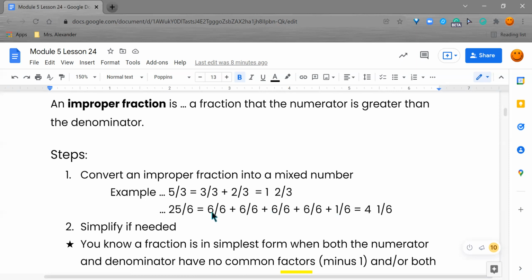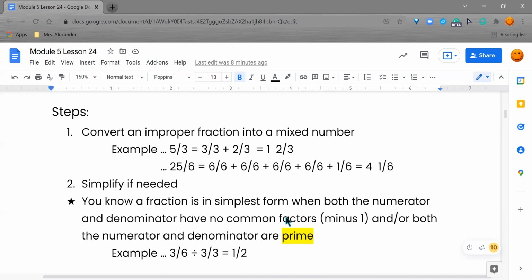Did you see that? All my numerators, when I add them together, equal my improper fraction numerator. So now that I've got 25, I have to count how many wholes I have. Remember, a whole is a number over itself. So 6 over 6 is a whole. So I got 1, 2, 3, 4. So I write a 4 because I got 4 of them, and I have 1/6. So 25/6 is the same as 4 and 1/6.